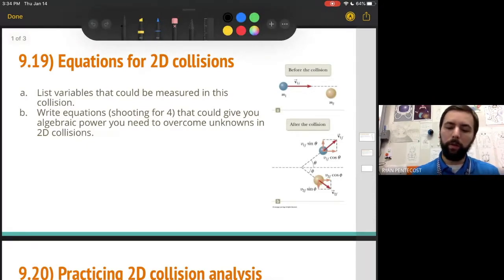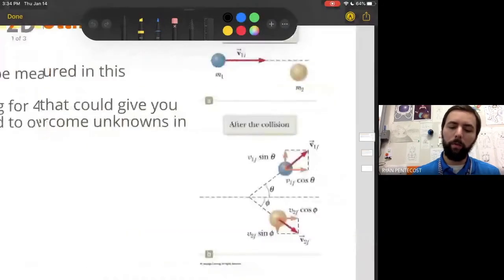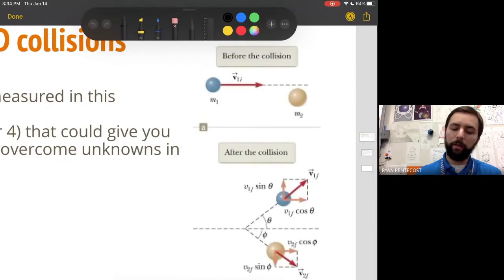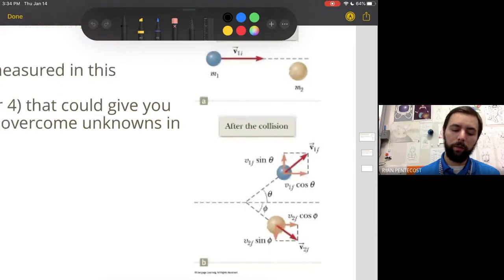So when we look at these two masses, one is traveling along the x-axis, one is sitting stationary. Then after they collide, it's kind of skewed. You can see that it's not on the x-axis, so it has this glancing blow, right? It hits it at an angle, so it goes off in two different directions. So the things that we can measure, right?